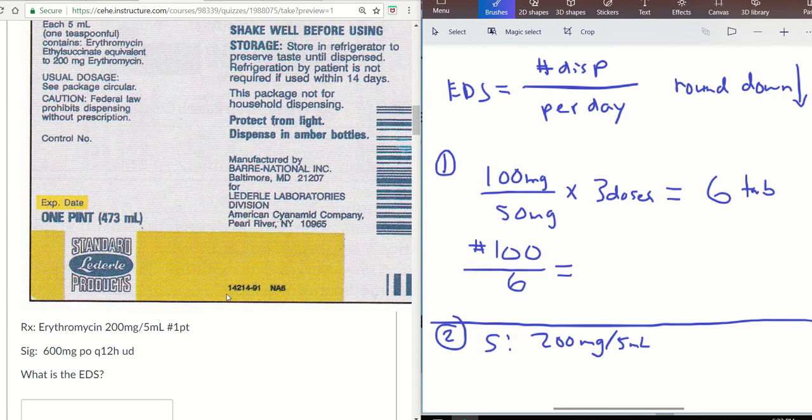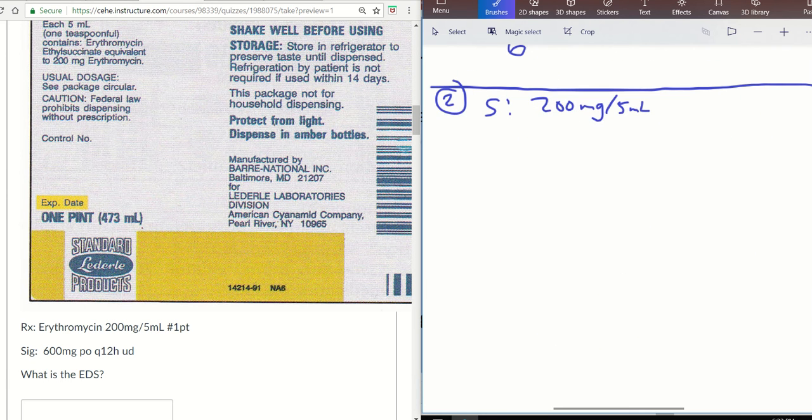I wrote the supply here because we're going to lose it off the label. All right, so we're going to give them erythromycin, 200 milligrams per 5 mL strength, and we're going to give them a pint's worth. The actual volume is here, 473, so we can just use our approximation volume. They need 600 milligrams per dose every 12 hours.